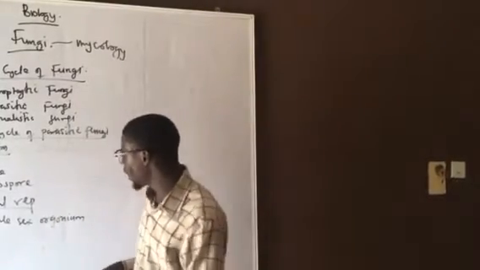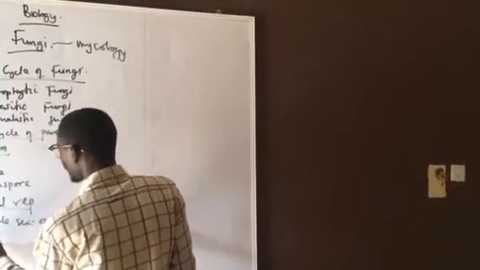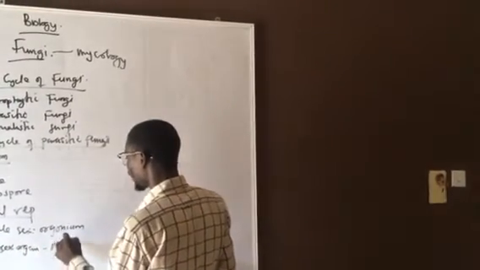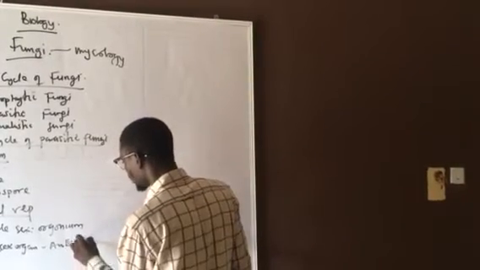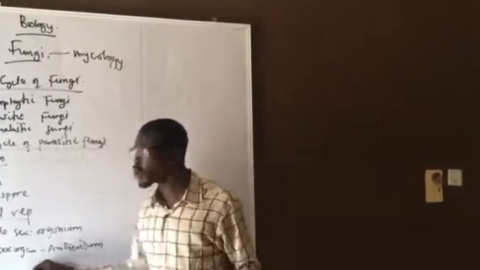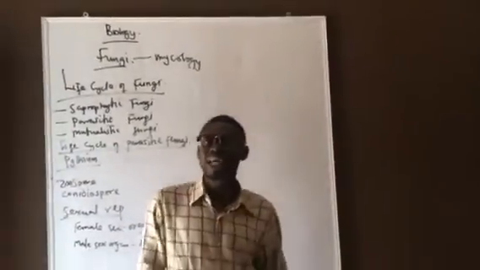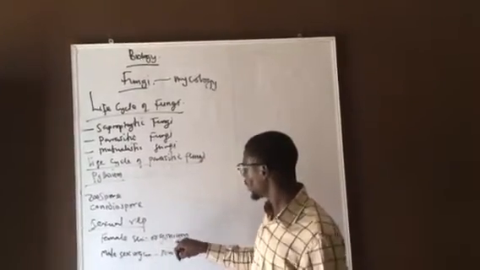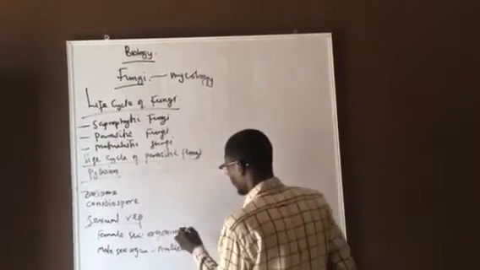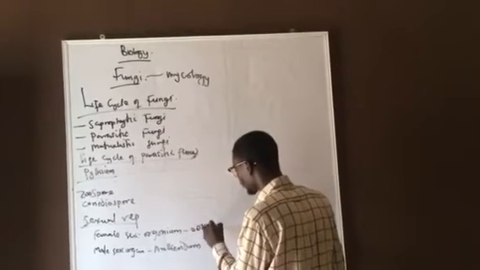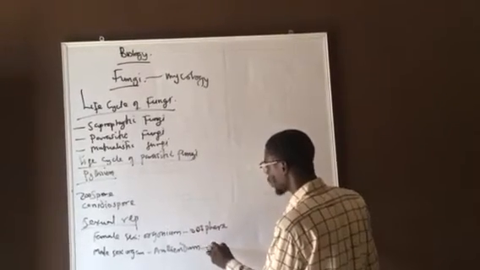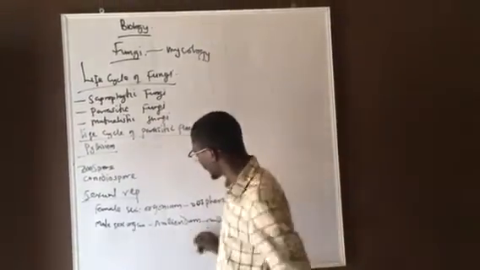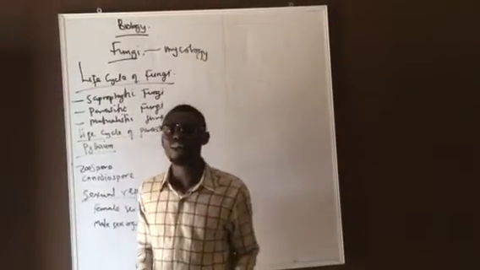Then the other, the male sex organ, is called antheridium. This antheridium also consists of the central part as well as the peripheral part. So we have understood that the oogonium produces oosphere, while the antheridium produces antherozoid.